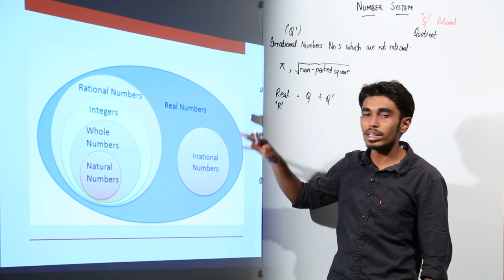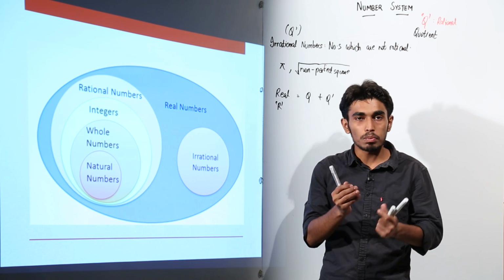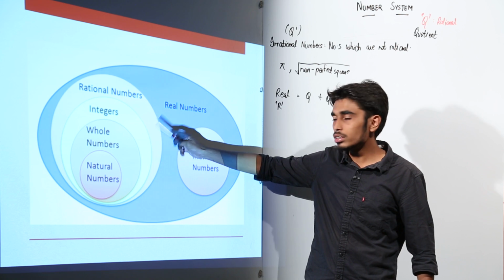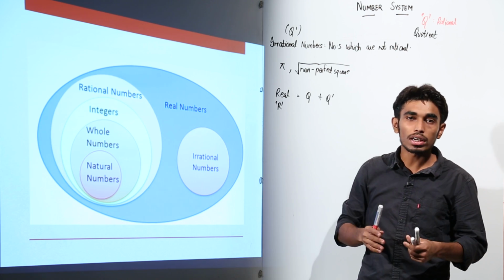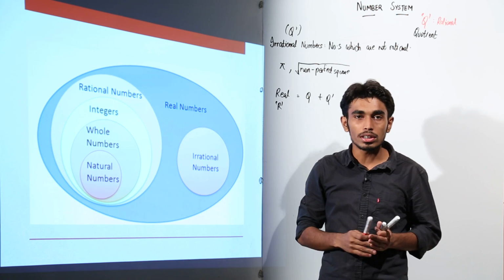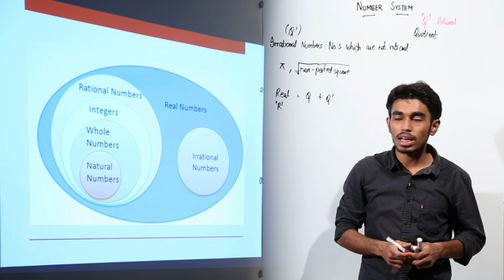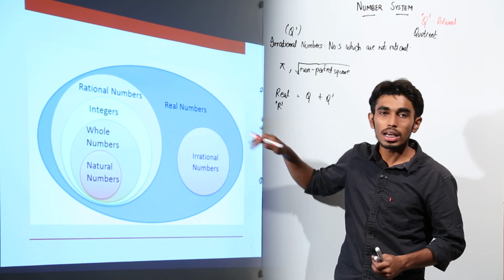So by this representation, you can see that whole numbers include all natural numbers plus 0. Integers include all the whole numbers plus the negative forms as well, right? Rational numbers include all the integers plus the fractions as well, right? And real numbers include all the rational numbers plus the irrational numbers.